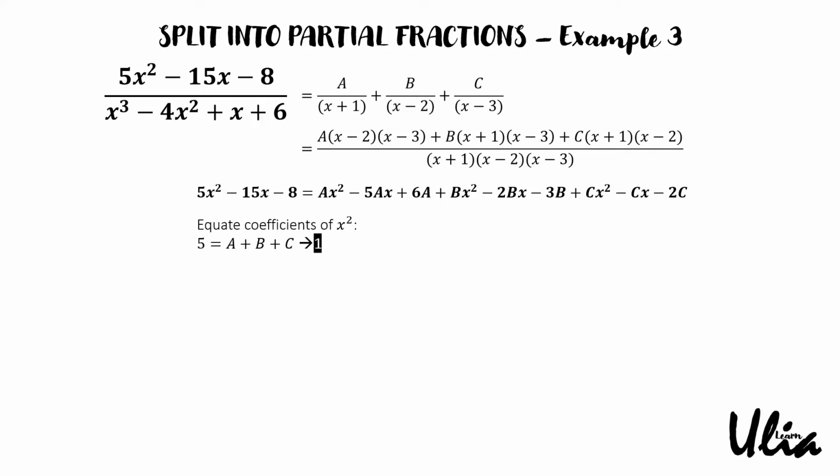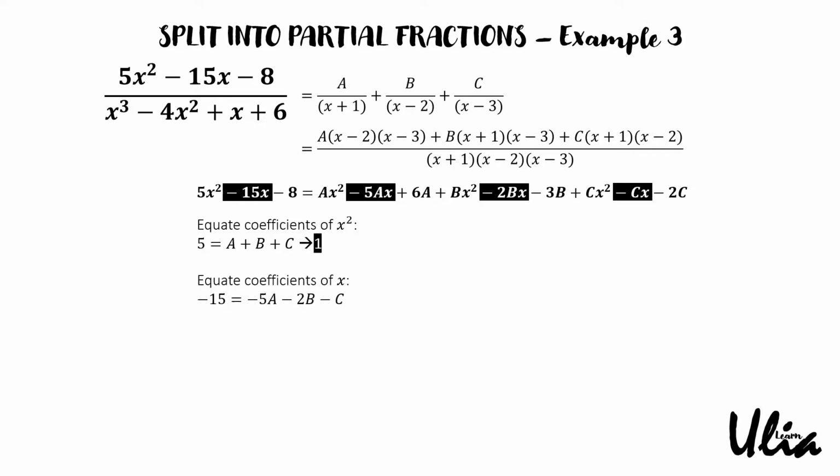Same as that, let's focus on the x term. On the left hand side it's minus 15x, and on the right hand side it's minus 5ax minus 2bx minus cx. So the coefficient on the left hand side is just minus 15, and on the right hand side is minus 5a minus 2b minus c. So minus 15 equals minus 5a minus 2b minus c. You can see all the terms are in negative form, so you can write it in positive form. So 15 equals 5a plus 2b plus c. So that is my second equation.